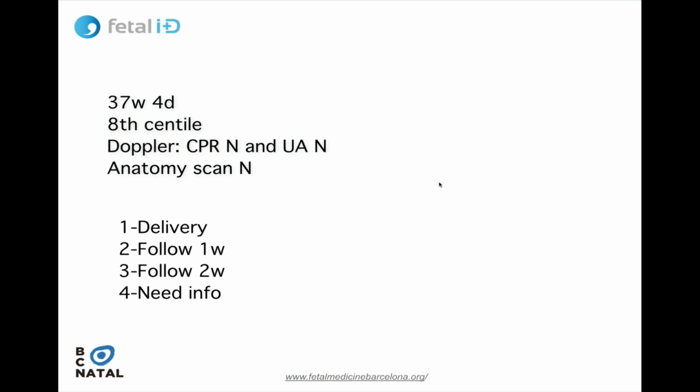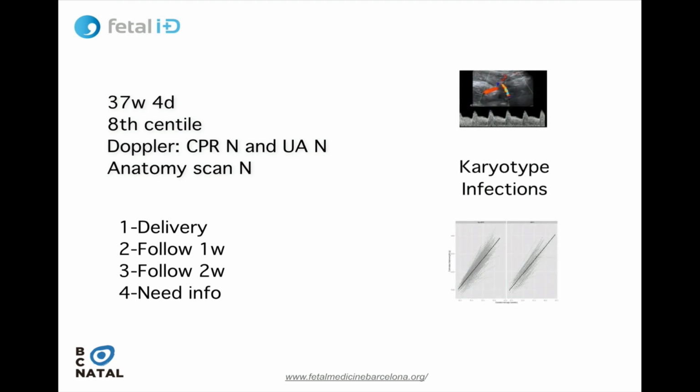You need what? You need more information. Yeah, I mean, in reality, if you did an audit, in many, many units in the world, 10 years ago, they would be delivering this baby because it's small and we are at term. But in reality, we know we need more information. Could be a uterine artery, could be karyotype, infections throughout, maybe that could be the cause. Or maybe we should be looking at the growth.